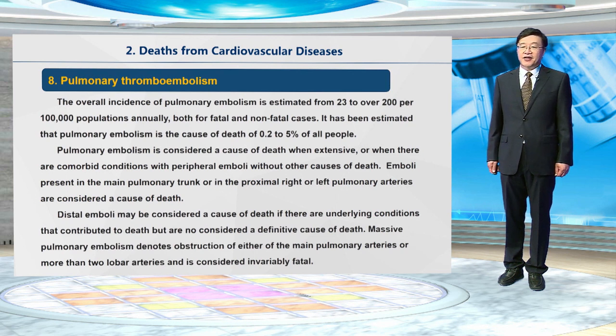Massive pulmonary embolism denotes obstruction of either of the main pulmonary arteries or more than two lobar arteries, and is considered invariably fatal.